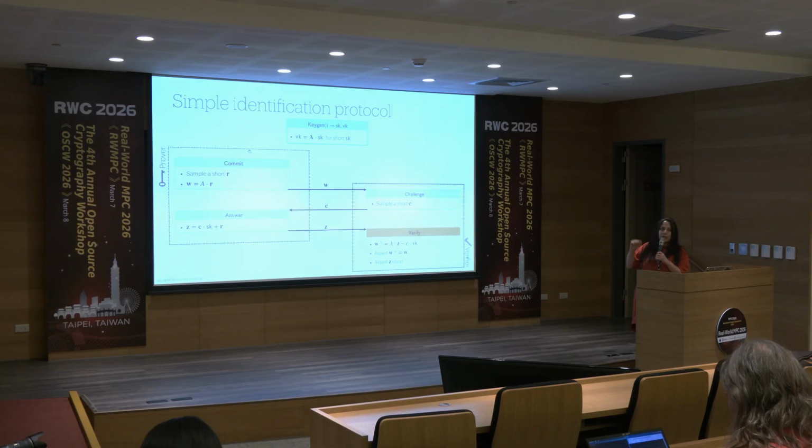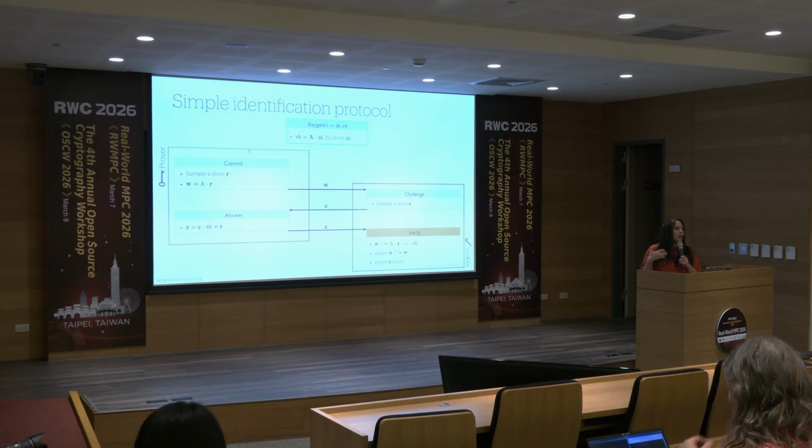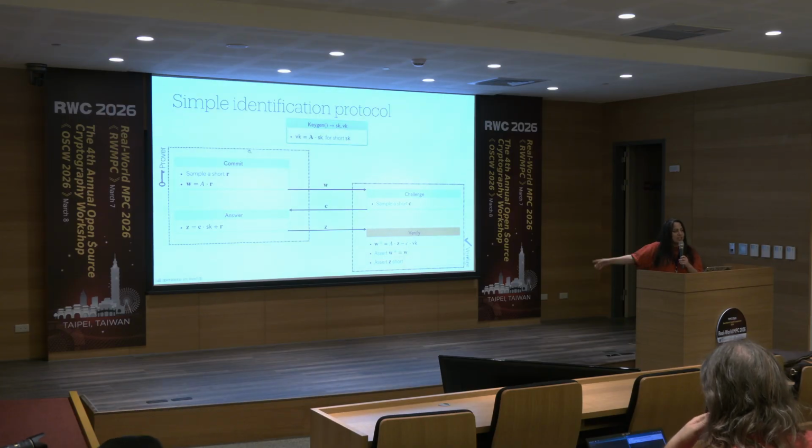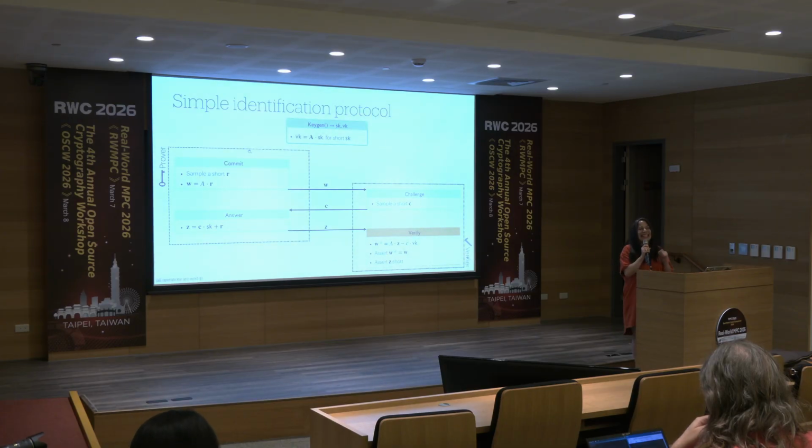We send that over the network, and then the verifier takes that, and in turn generates a challenge, which is also short, and sends that specific challenge over the network. Once the prover receives that challenge, they compute an answer that we call Z, which is just the result of the multiplication of the challenge times the secret key plus the randomness. And this is great, and this works.